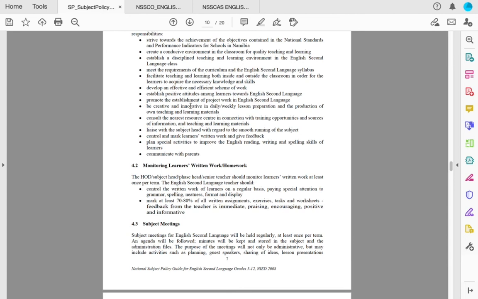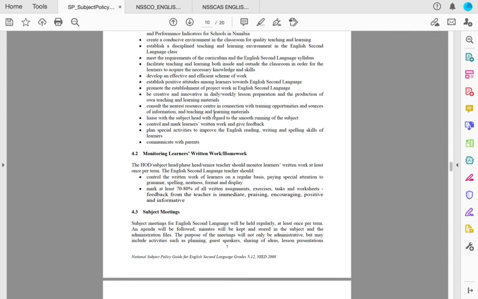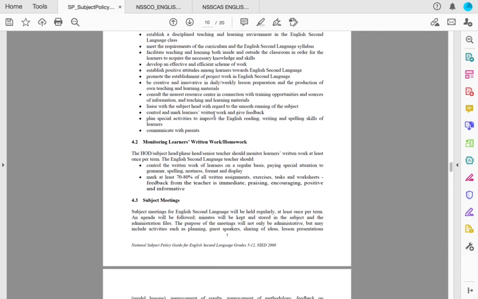You need to be creative and innovative in daily and weekly lesson preparation and the production of your own learning and teaching materials. We have spoken about that. Don't just depend on the materials that are available to you. You can modify, or you can be inspired by what is already developed. All right. And then consult the nearest resource center in connection with training opportunities and resources of information, teaching and learning materials. I'm not sure about the teaching resources. I bet we do have teaching resources nearby the schools, but I'm not very aware of that.